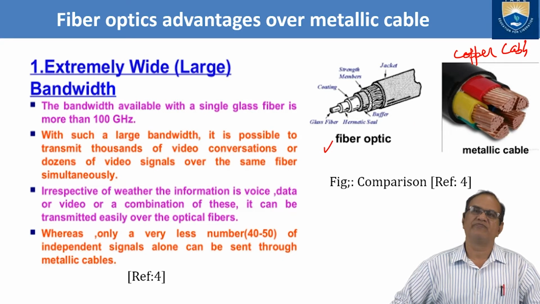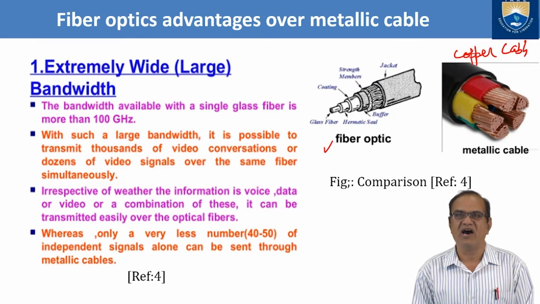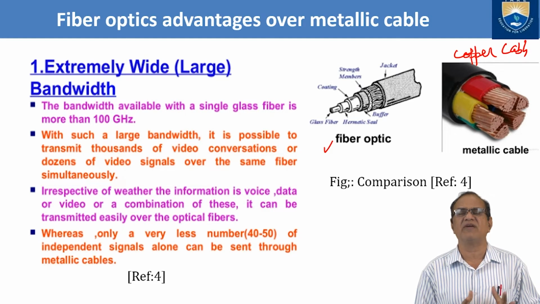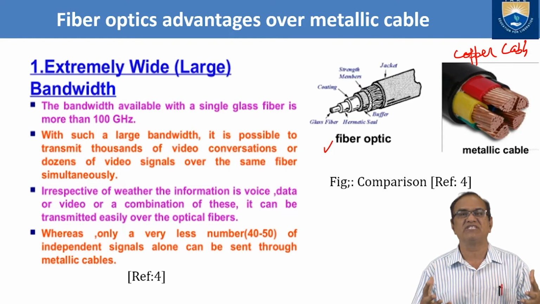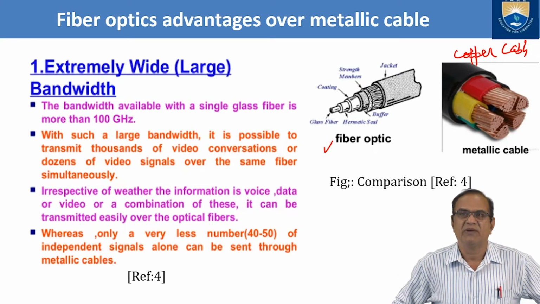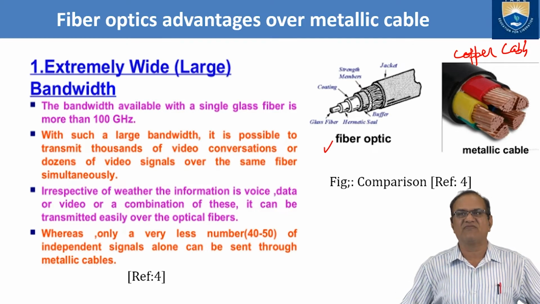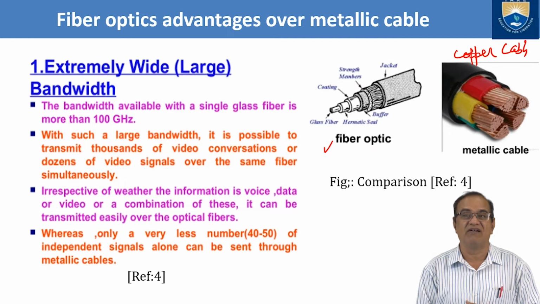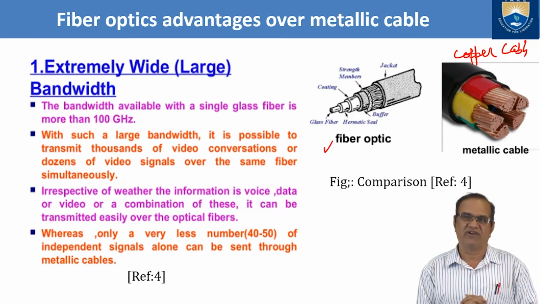Now, extremely wide, large bandwidth. The first and foremost advantage of any fiber optic is that its bandwidth is very high compared to normal copper wire. One glass fiber can carry up to 100 gigahertz of bandwidth.